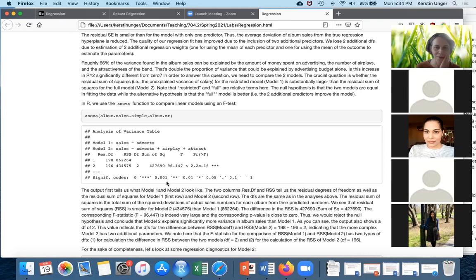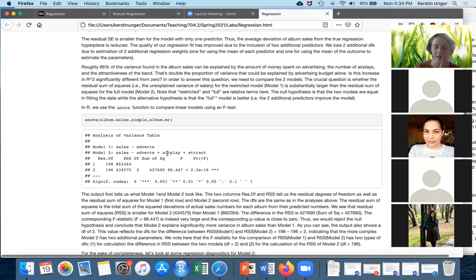Okay, so in R, in order to run this model comparison, which as I already said is an F-test, we use a function called anova. We will use this anova function quite a lot, and it will be quite important for you if you work with your own data, right? Anova is a model comparison. It compares two models. One model is called the restricted model, and the other model is called the full model.